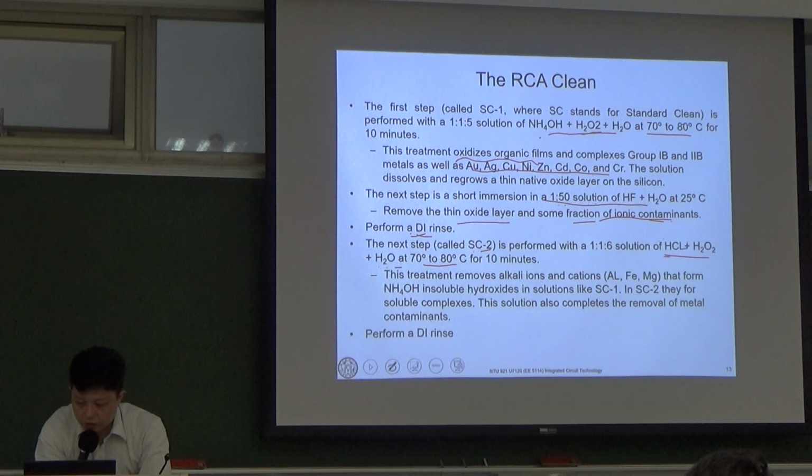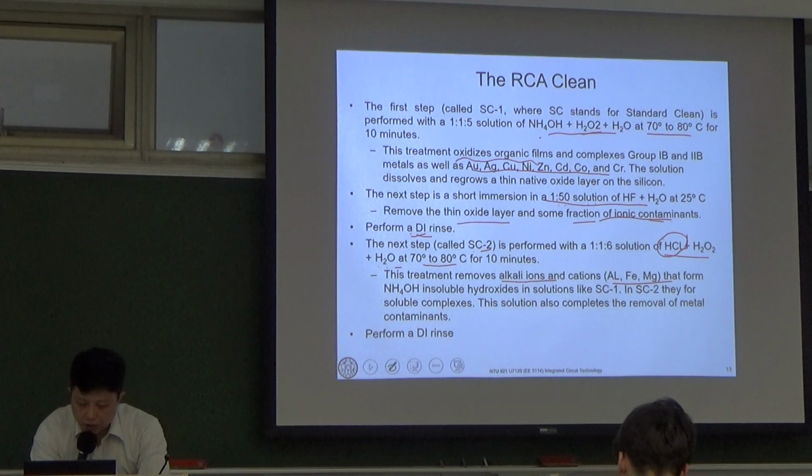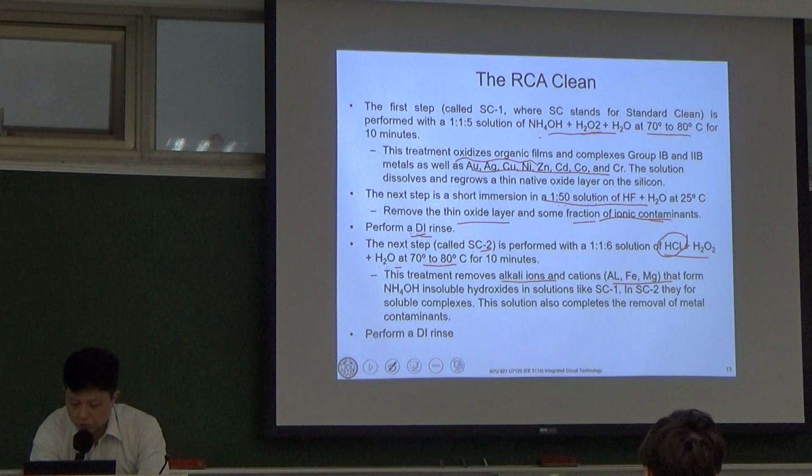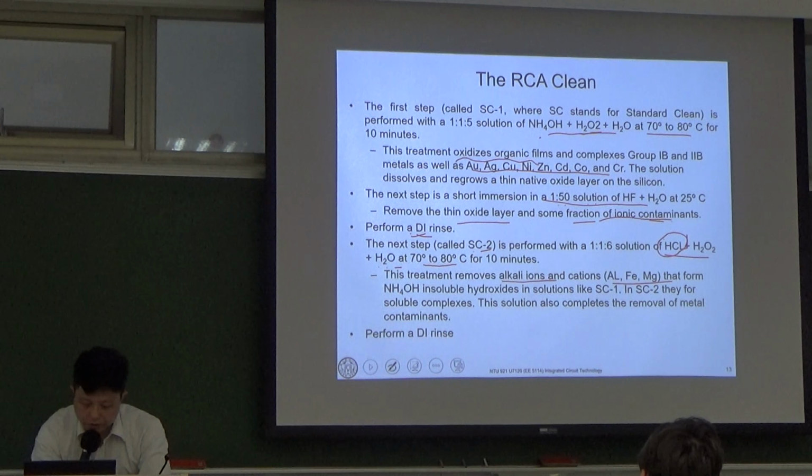And because you have this HCl, this chlorine ion can help you to remove this alkaline ion and these metals. And also from the previous ammonia solution, the metals that cannot dissolve in that ammonium hydroxide solution, you can use SC2, this step, to remove it. Okay, so we can completely remove these metal contaminants, and then you rinse in the DI water again.